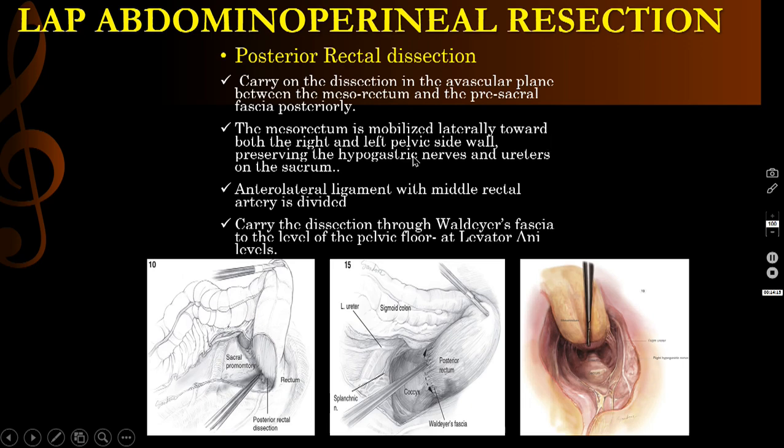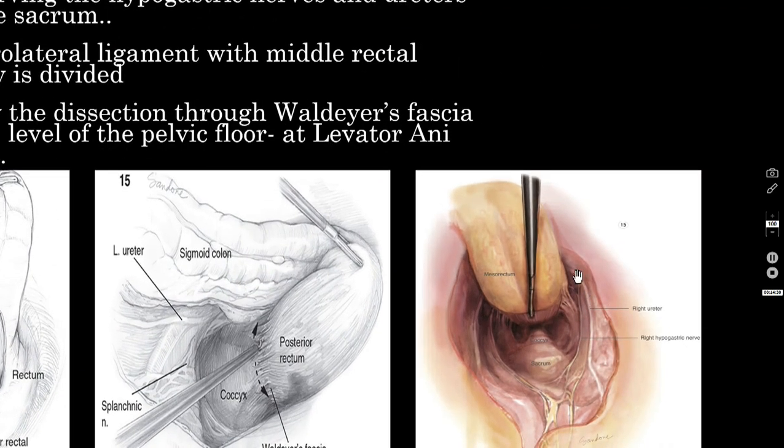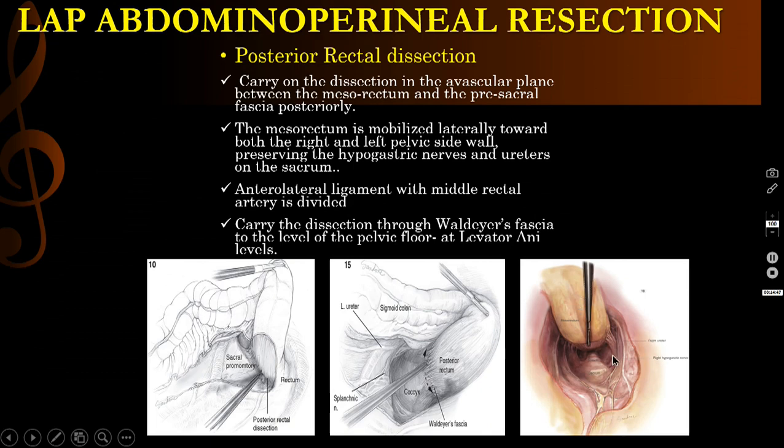You have to mobilize laterally toward both the right and left pelvic side wall, preserving the hypogastric nerves and ureters on the sacrum. Here you can see, this is the right ureter. So you have to mobilize the mesorectum to the pelvic wall on both sides, where you can see the right ureter and right hypogastric nerve. This is the right hypogastric nerve. Both these structures should be preserved. Then you can also ligate this lateral ligament. Anterolateral ligament with middle rectal artery is now ligated here.